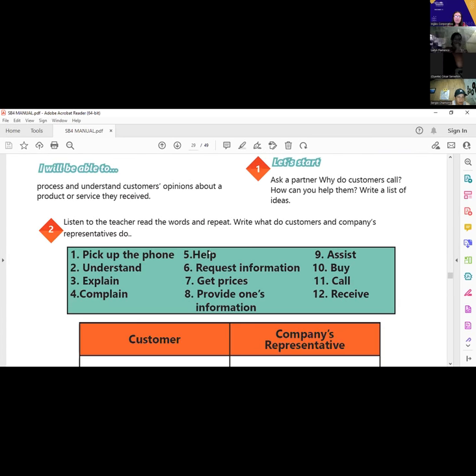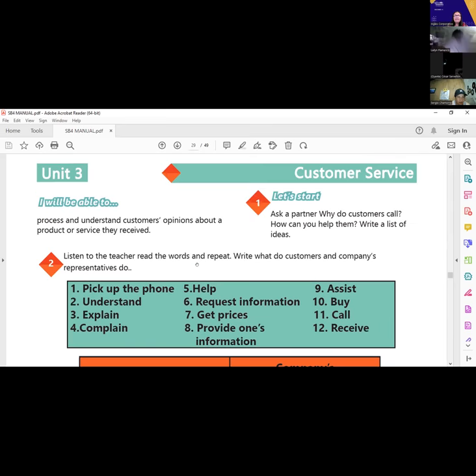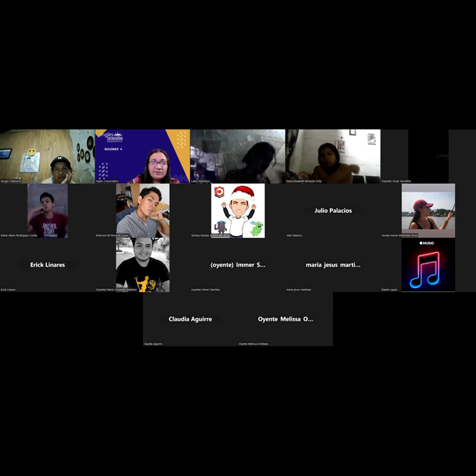Para los que tienen su manual, aquí inicia la unit 3. Yes? On page 29. Y lo primero que vamos a discutir es esto. ¿Cuál es su opinión? Process and understand customers' opinion about a product or a service that they receive. ¿Qué tan importante es el customer service? Yes, ask a partner. Why do customers call? How can you help them? Write a list of ideas. Of course, esto es como una introduction para hablar qué tan importante es customer service. Obviamente, ya sea que usted dé un servicio al cliente o que usted reciba un buen customer service, right?